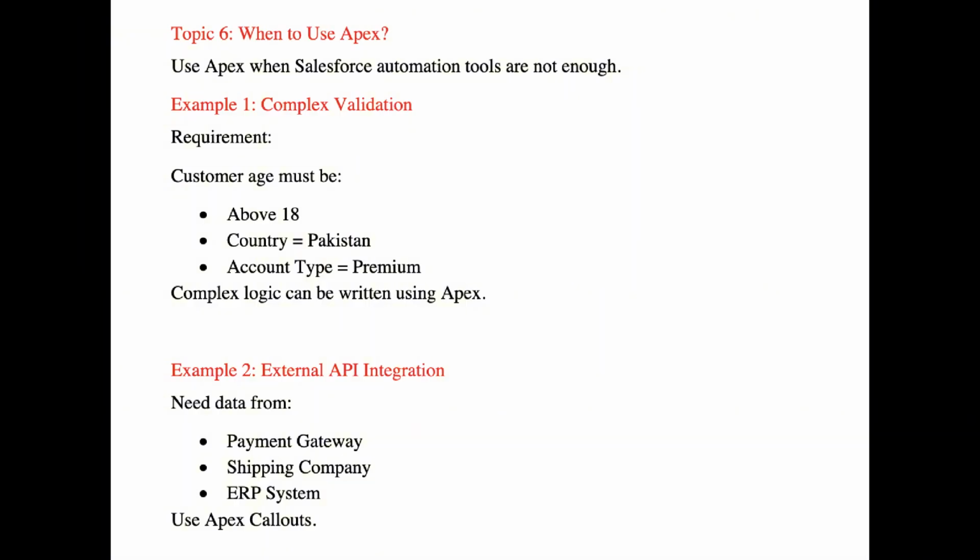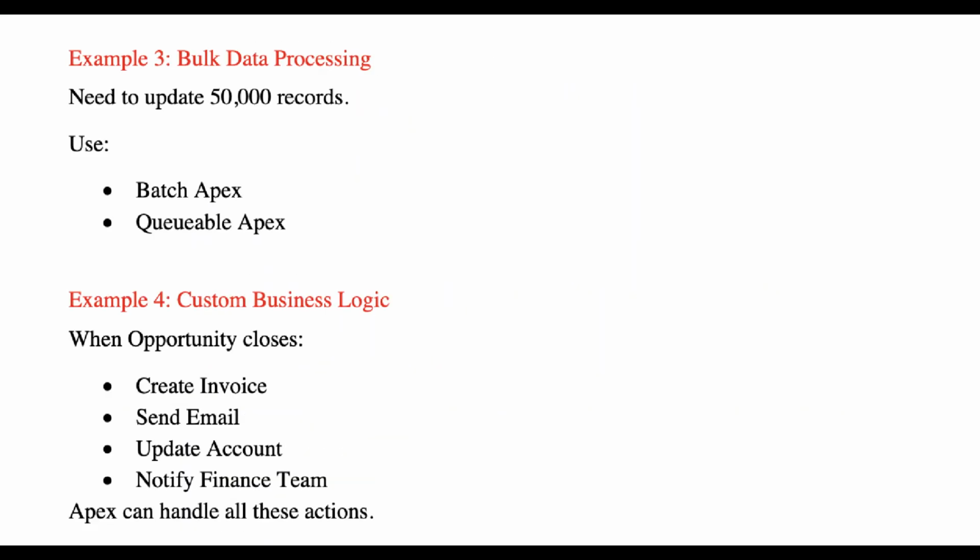Example 2. External API integration. Need data from payment gateway, shipping company, ERP system. Use Apex callouts. Example 3. Bulk data processing. Need to update 50,000 records. Use Batch Apex, Queueable Apex. Example 4. Custom business logic. When opportunity closes, create invoice, send email, update account, notify finance team. Apex can handle all these actions.